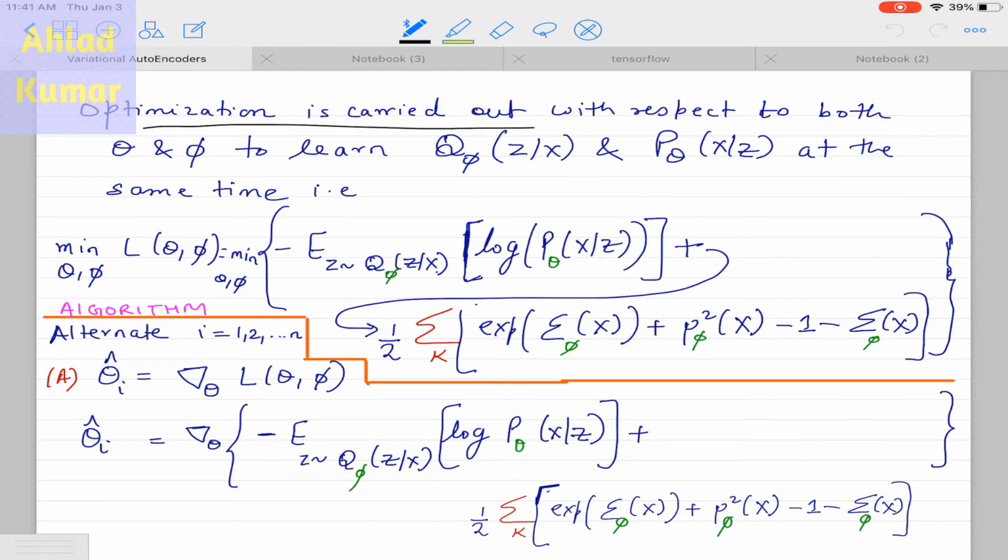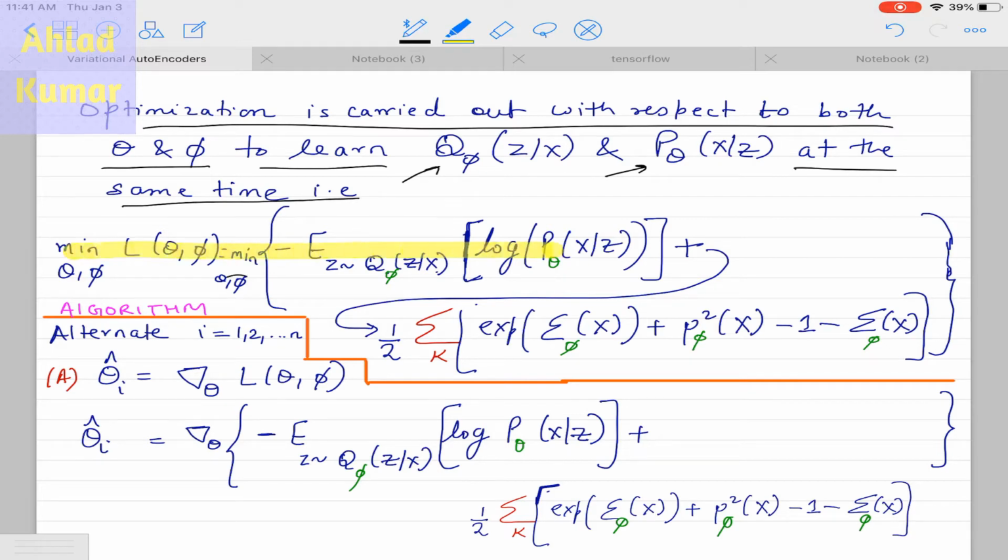So the optimization is carried out with respect to both theta and phi to learn these PDFs, that is q phi of z given x and p theta of x given z at the same time. So we will be doing an optimization strategy on both of these. So this is the optimization framework.